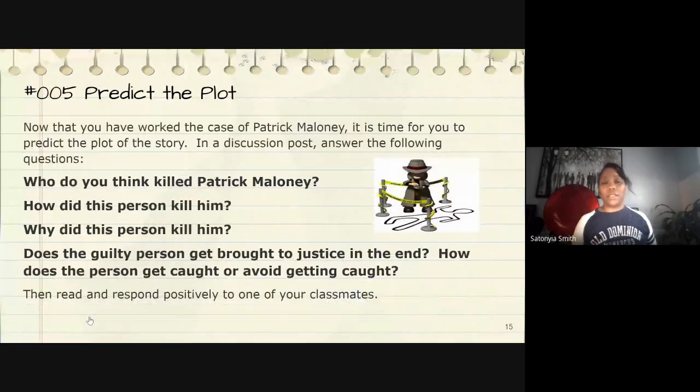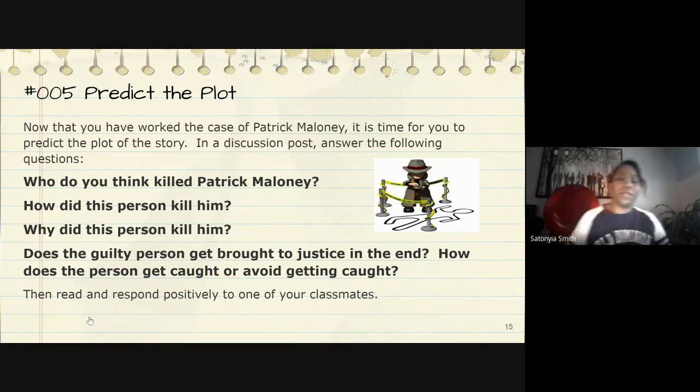All right, so the next thing that you're going to do is predict the plot. So we're all excited. We all want to find out what happened with the case of Patrick Maloney. You're the detective. You've been working this case. You've been gathering your evidence and clues. And so I want you to tell me what you think is going to happen, the plot of the story.